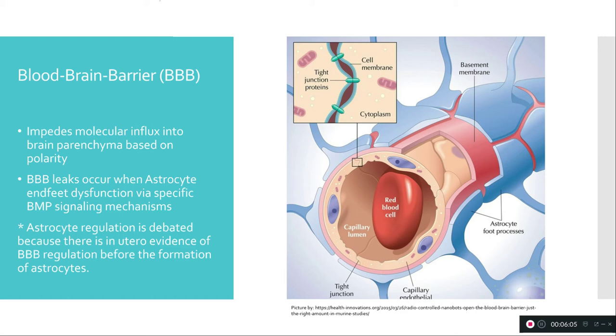Okay. However, this note here is important as well. Astrocyte regulation is debated because there is in utero evidence of BBB, or blood-brain barrier, regulation even before the formation of astrocytes. So there may be other roles at play here that we haven't fully disclosed or understood yet. But it's safe to say that astrocytes do play some role in the blood-brain barrier, and simply that we need to study this more closely.